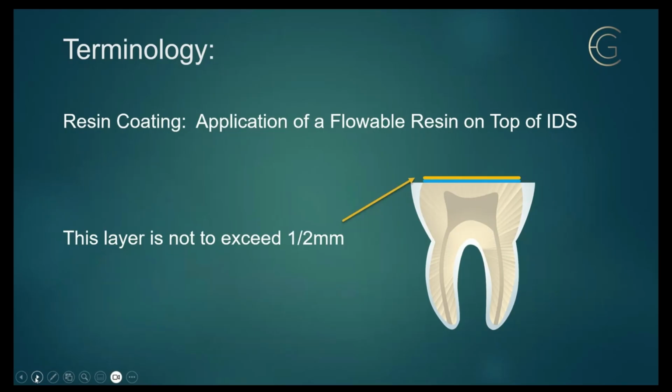I hope these definitions are helping you. Now we just defined what IDS is, which is immediate dentin sealing, the application of your bonding agent. And resin coating is the application of a flowable on top of it and curing it.